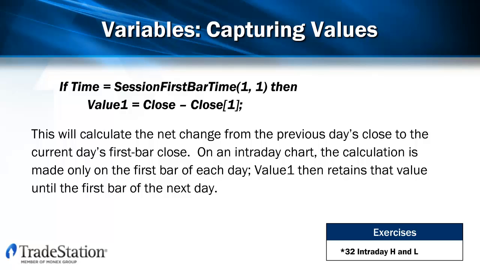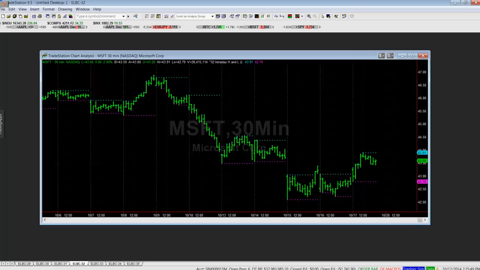So the next exercise we're going to do is kind of an interesting one. It allows us to capture the high of the day and the low of the day on an intraday chart. If you look at the chart here, this is a 30-minute chart of Microsoft. And if I want to know what the high of the day or the low of the day is historically on a chart, how would I do that?